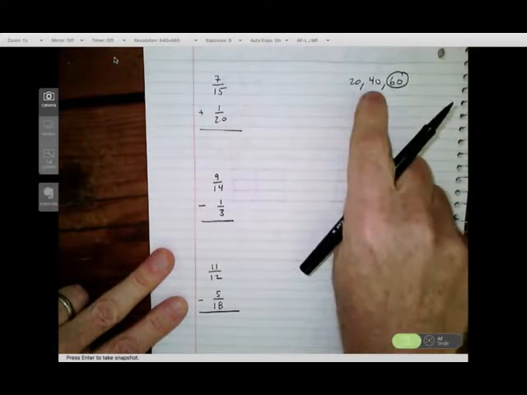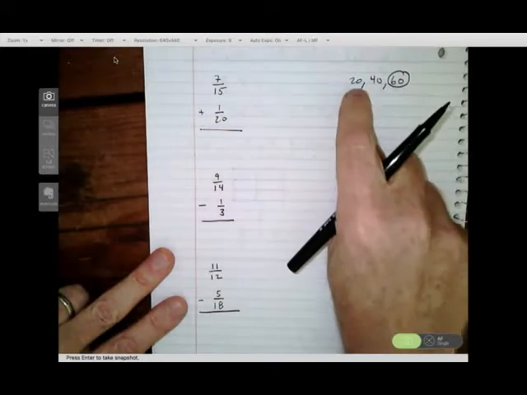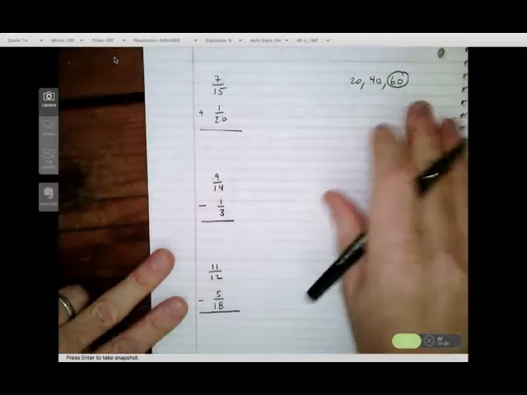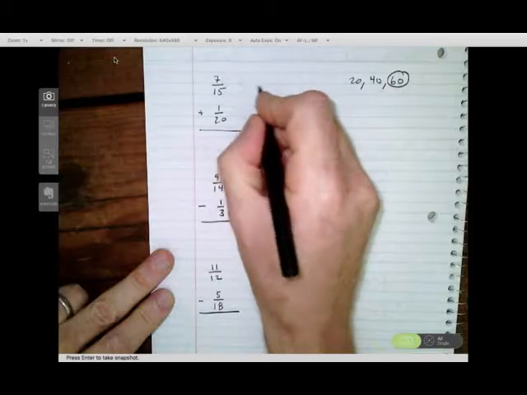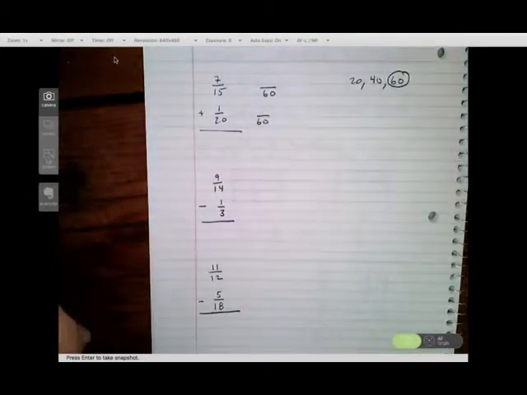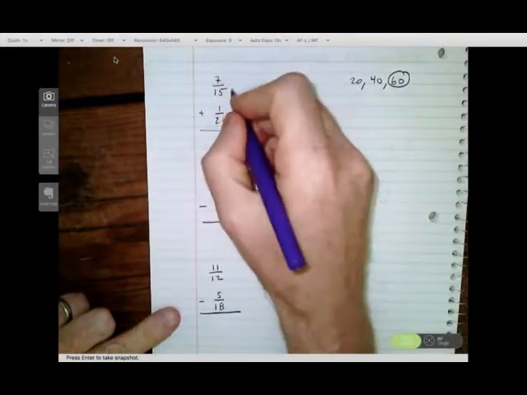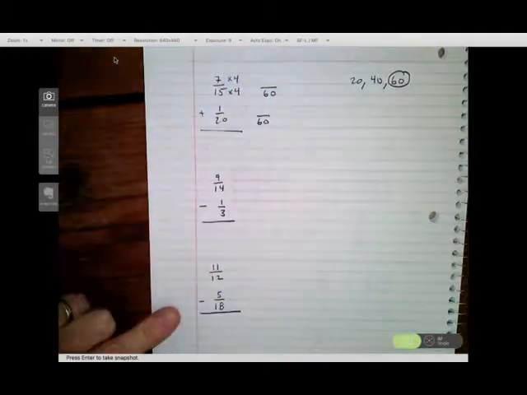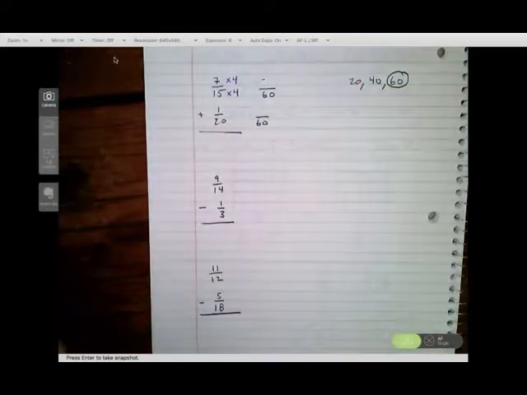So you can always make a list by skip counting with the bigger denominator, and then you just check to see when you can divide the smaller denominator into one of those numbers, and then you get your common denominator. Okay, so I need to use 60. So I need 60 down here. Again, to get from 15 to 60, I need to multiply by 4. So remember, top and bottom, we multiply both by the same number. So then the top becomes 7 times 4, or 28 out of 60.